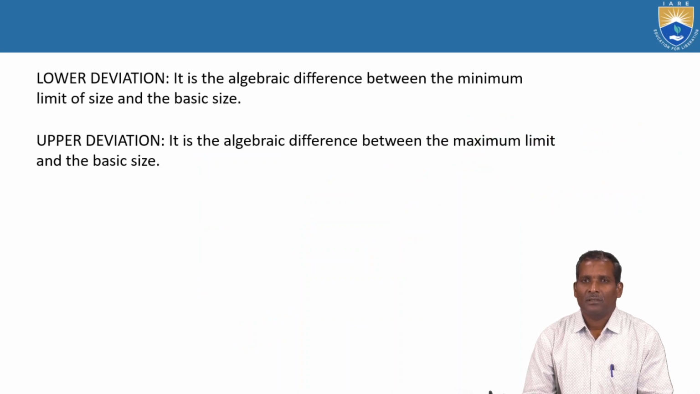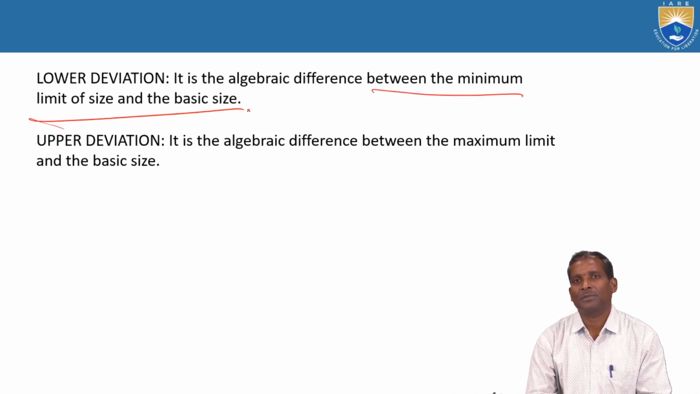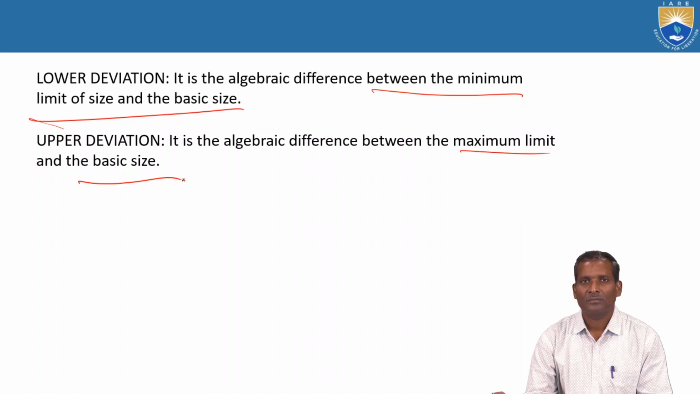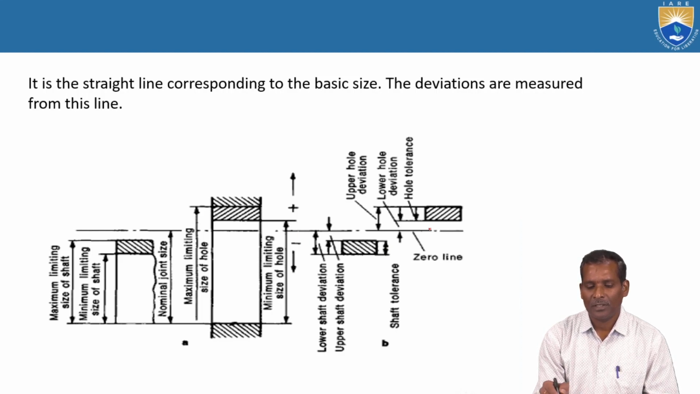Lower deviation, as you already know, is the algebraic difference between the minimum limit of size and the basic size. Similarly, upper deviation is the algebraic difference between the maximum limit and the basic size. Next, in this diagram, all terms correspond to the basic size. The deviations are measured from a line, and this line is called the zero line.